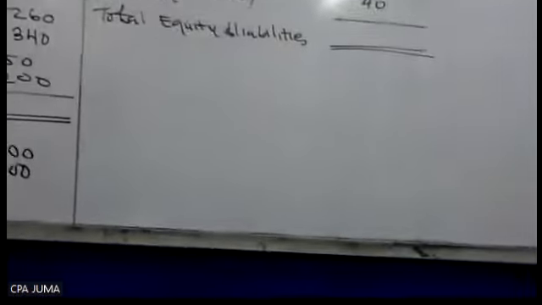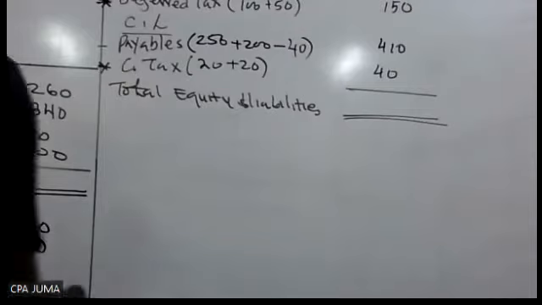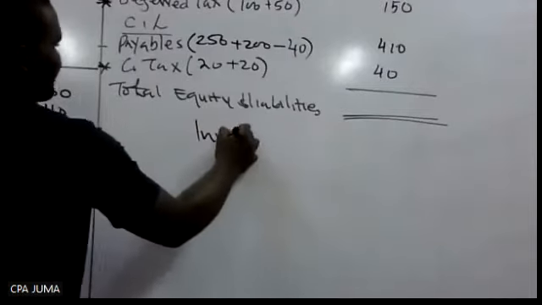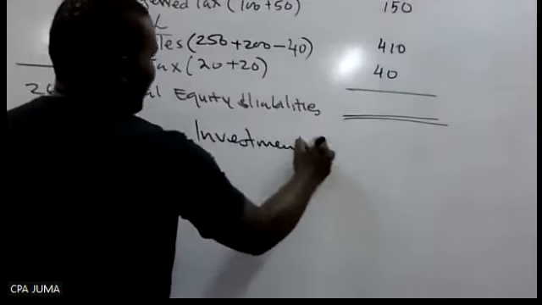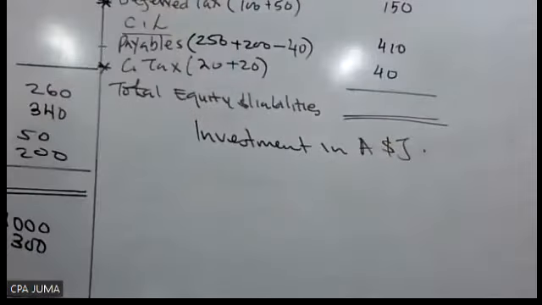But those workings now will make others want to sleep. Investment in associates. So these are workings in A and J. I want to combine them to save on our time.